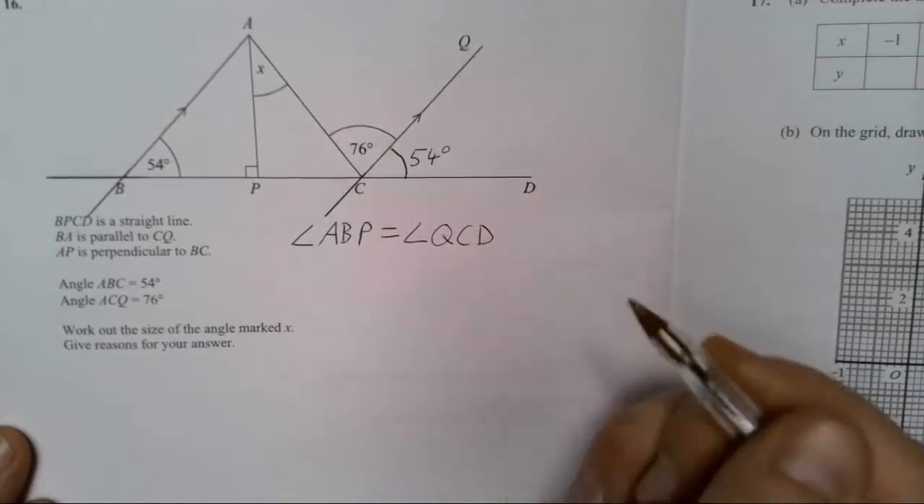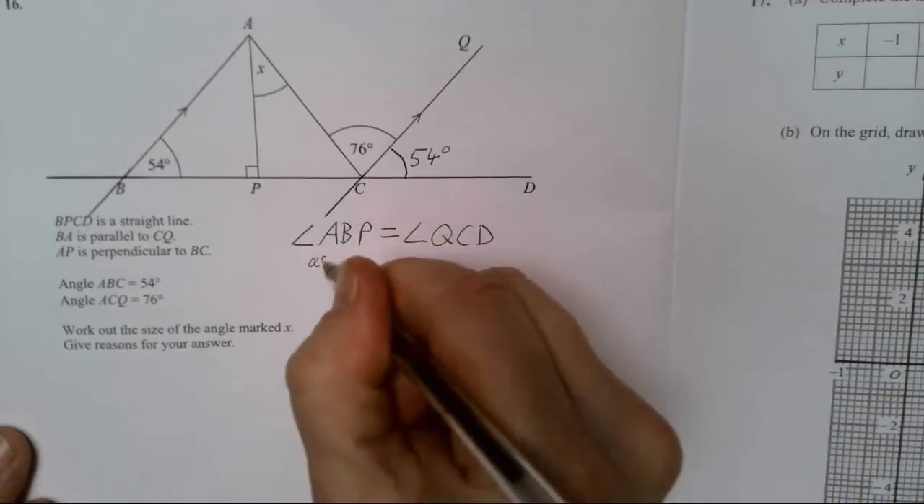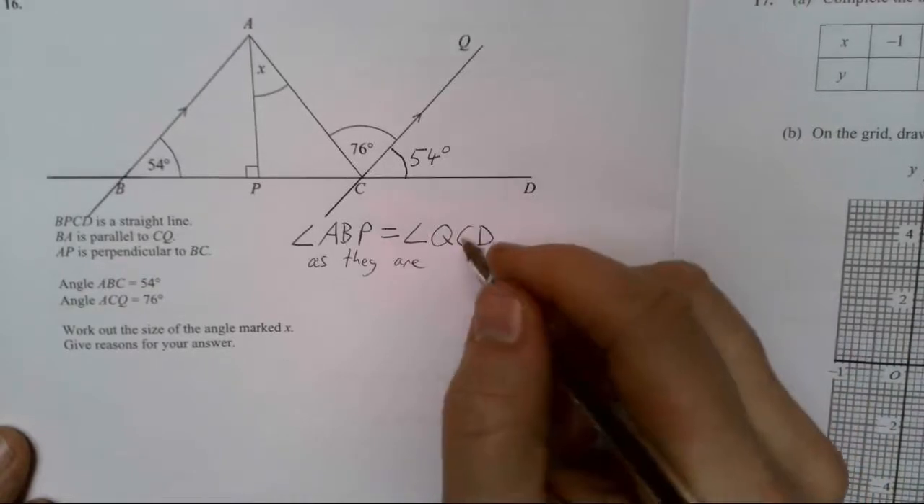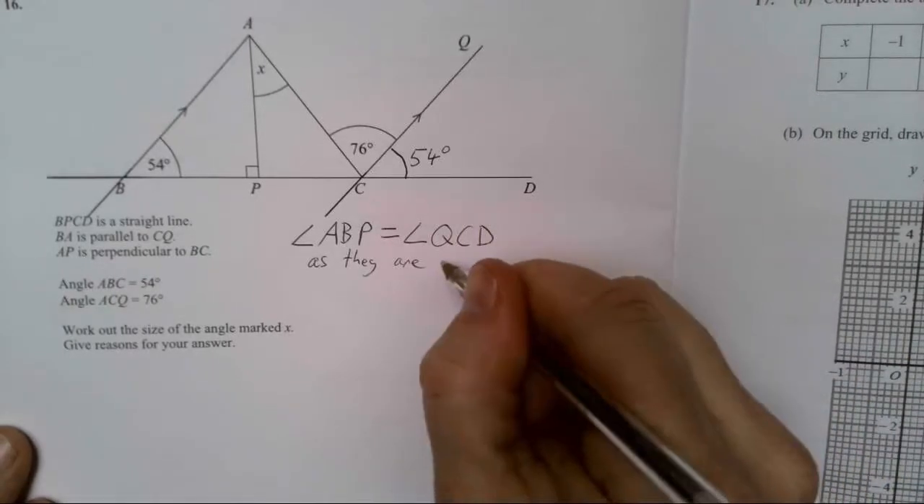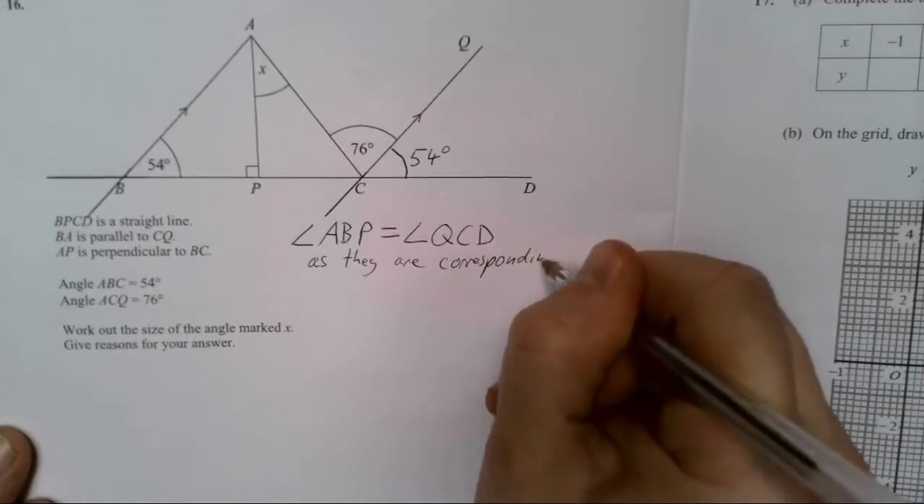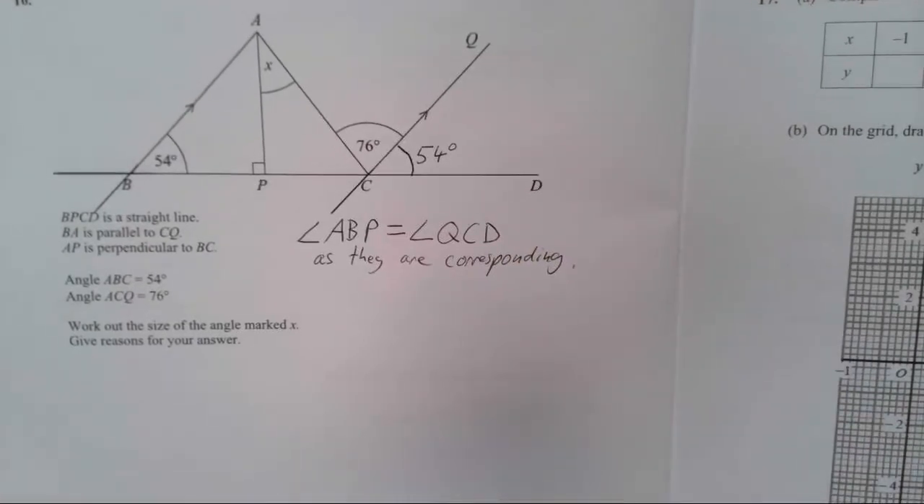And we need to give a reason, as they are corresponding. If you just put brackets corresponding, that will do. As they are corresponding. Okay, so that's the first thing. Angle ABP equals angle QCD, they're corresponding. Now, this bit.